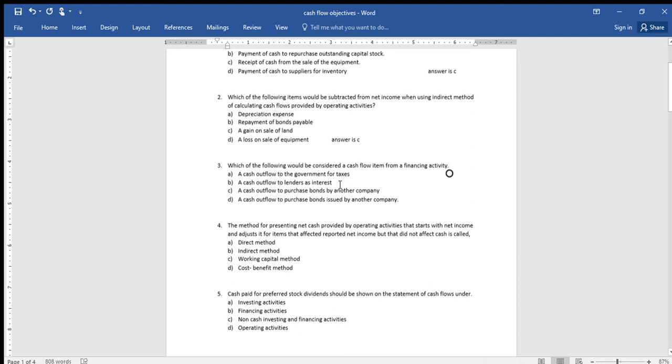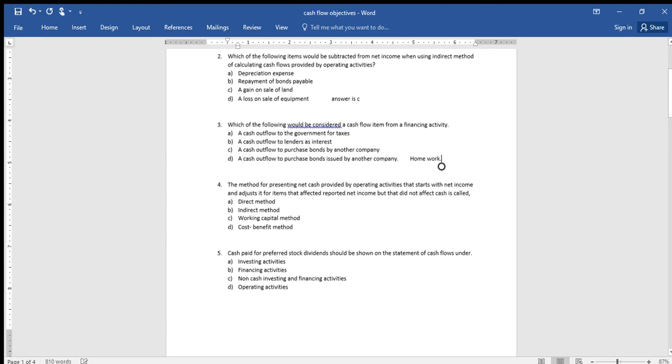What is that? C, a cash outflow to purchase bonds by another company. Then D, a cash outflow to purchase bonds issued by another company. I'm also confused. So you guys will put for me the answer in the comment section. This is homework.